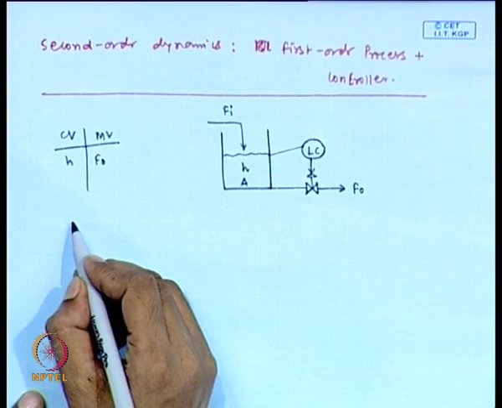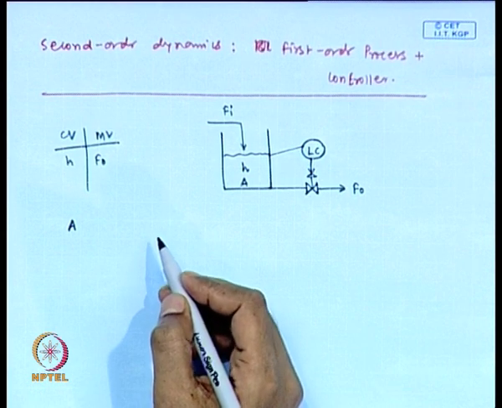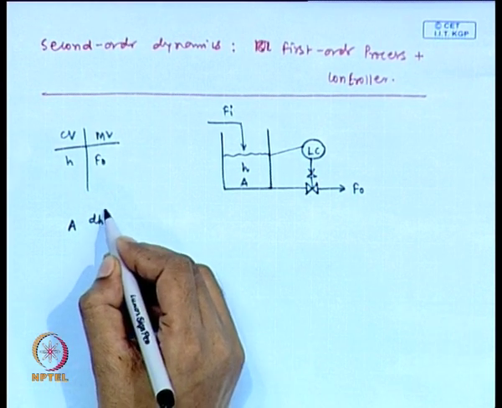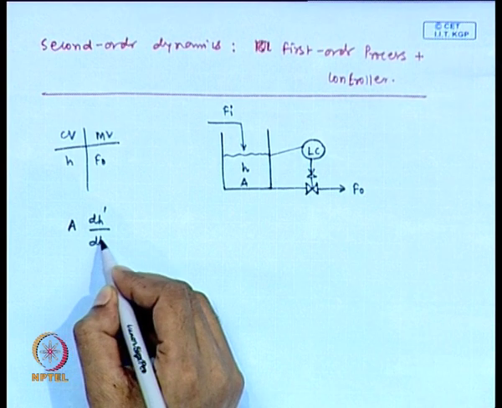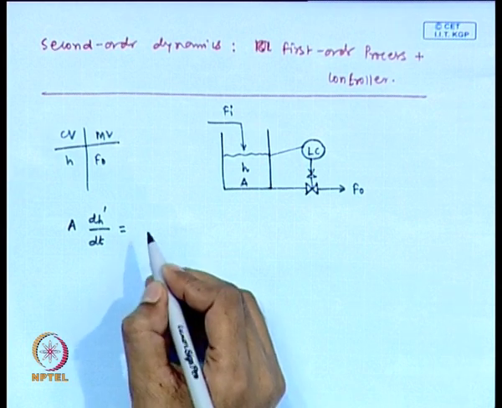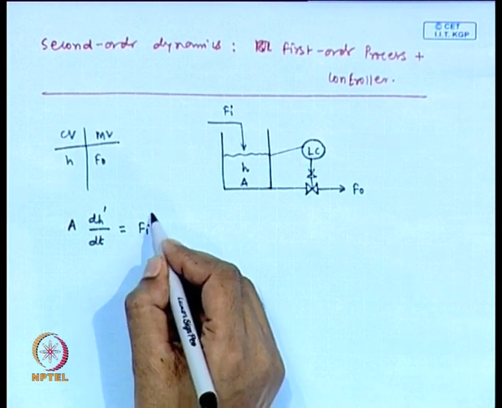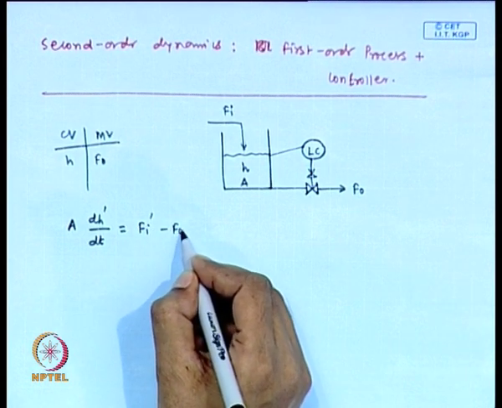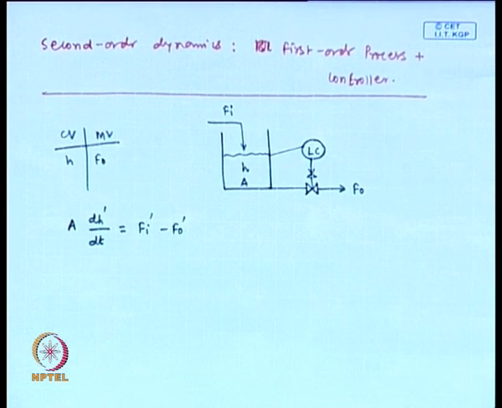Now, what is the modeling equation? Modeling equation in terms of deviation variables we can write as A dH prime dt equals F I prime minus F naught prime. Fine. Now, since the controller is manipulating F naught, we can correlate F naught with the height by a controller equation.